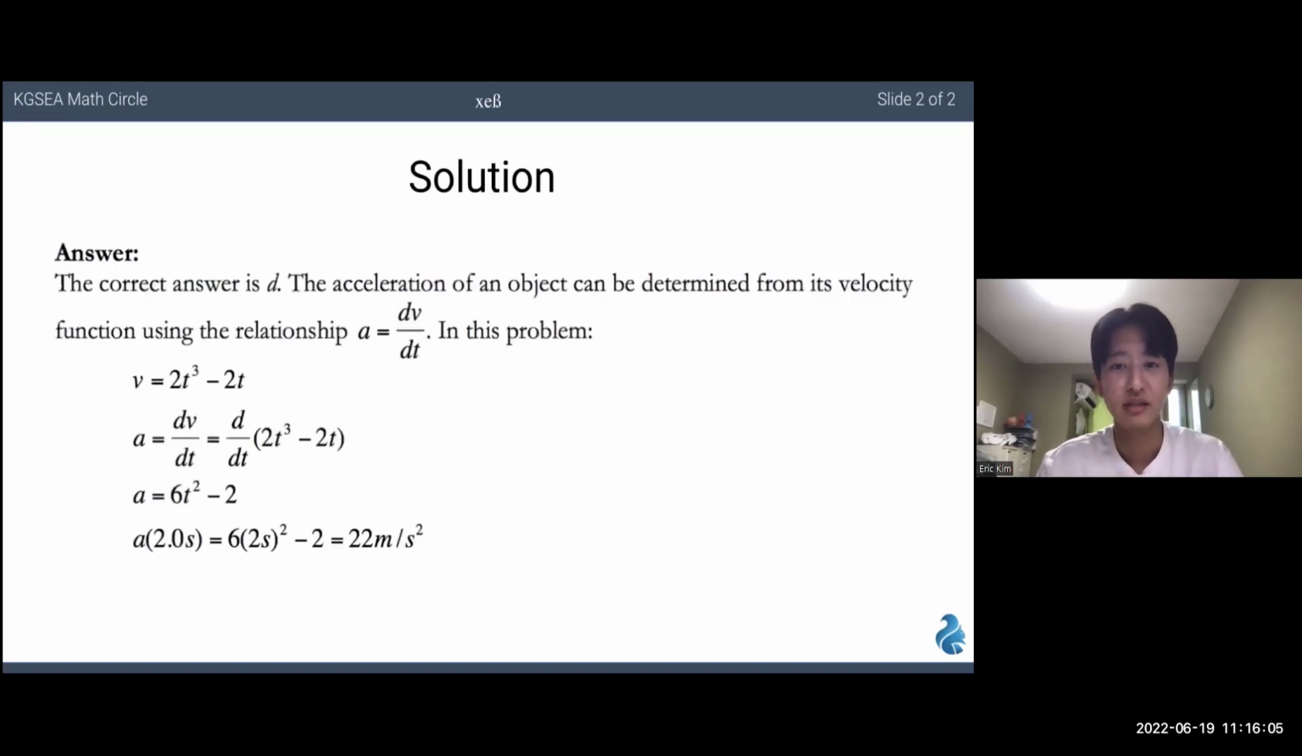So the answer was D. To see why D is correct, let's look at the equation we have to use. We have to use the calculus definition of acceleration, which is the derivative of velocity. If we differentiate v equals 2t to the power of 3 minus 2t, we get the following equation for acceleration. Then using t equals 2, which is given in the problem, we can plug it back in the velocity function and get the final answer of 22.